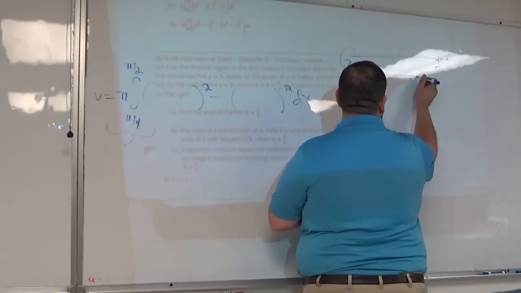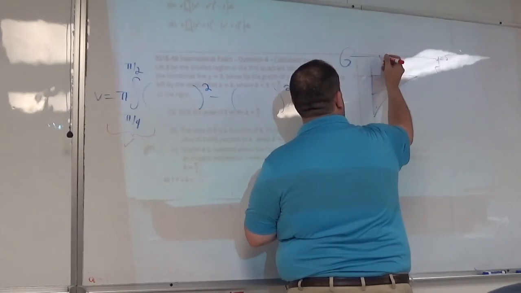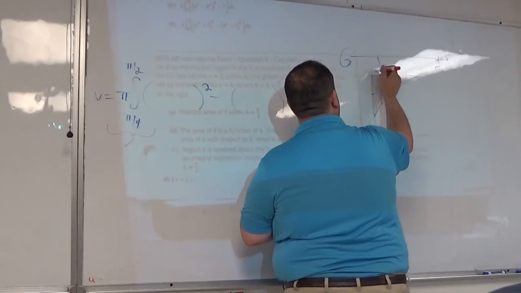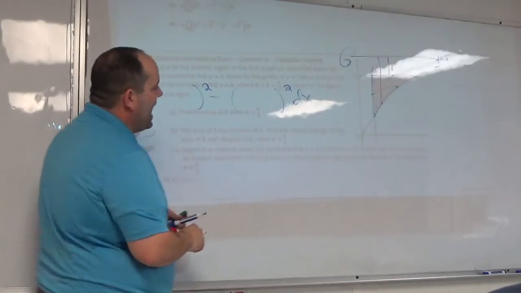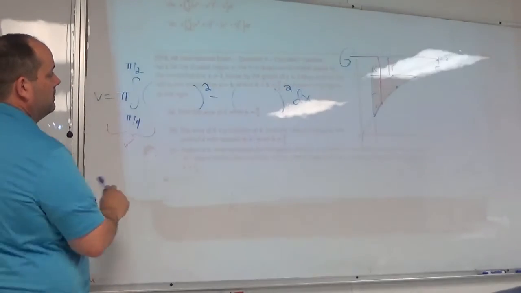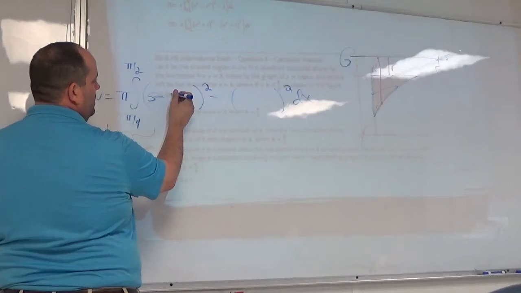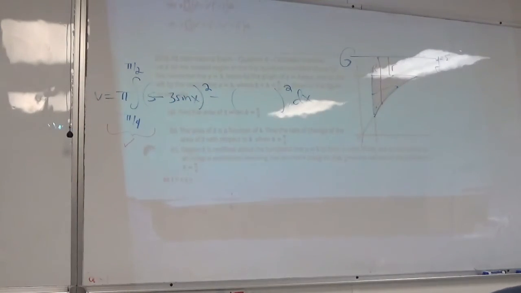Here's the region. I'm spinning around here. When you do big R, you always start on the axis and you drop down, or you go up depending on your direction here. How long is big R? 5 minus 3 sine of x, and the whole thing gets squared.